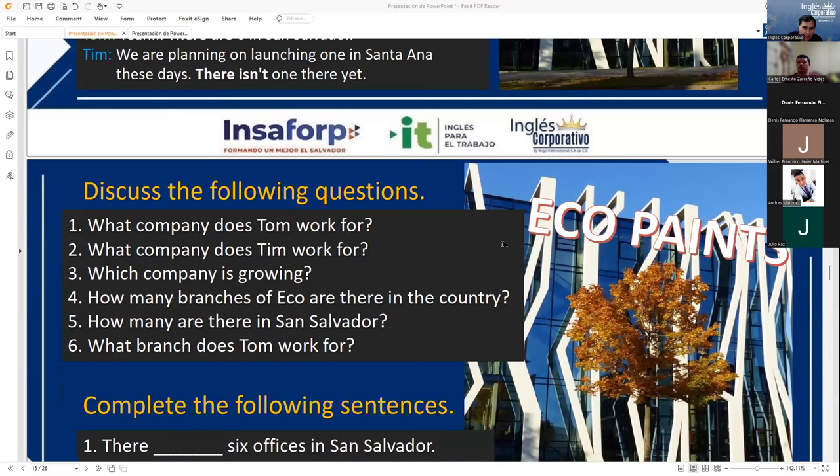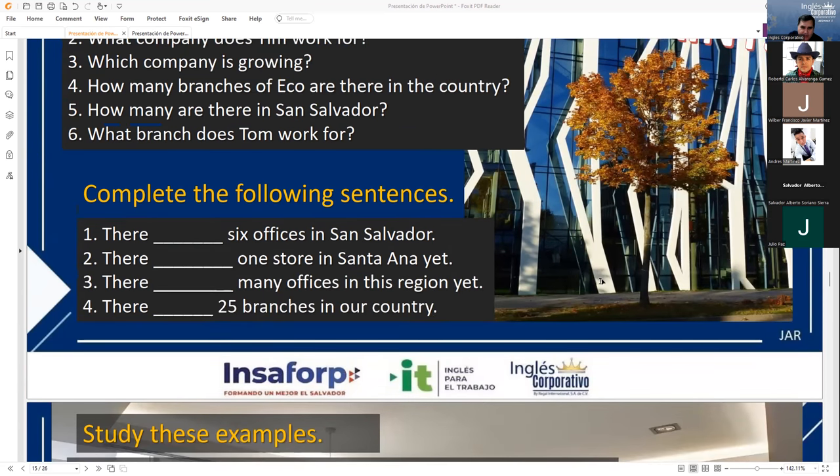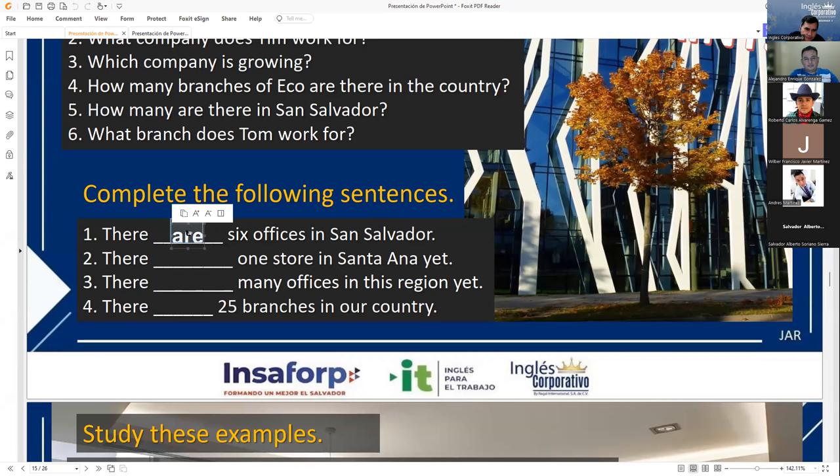How many are there in San Salvador? There are six branches. What branch does Tom work for? He works for Eco Escalón. Exactly. Very good. Now complete the following sentence. How do we complete? We have to use is or are. Number one, what do we say? There are six offices in San Salvador. Yes. There are six offices in San Salvador.